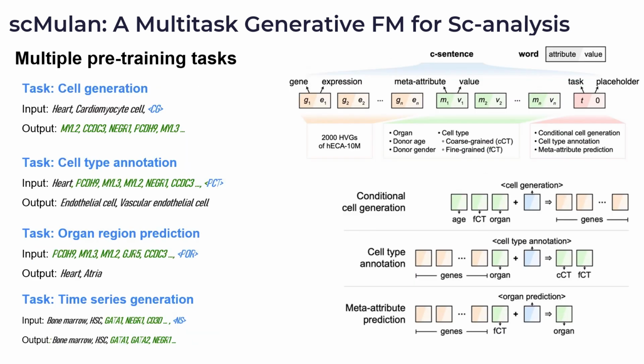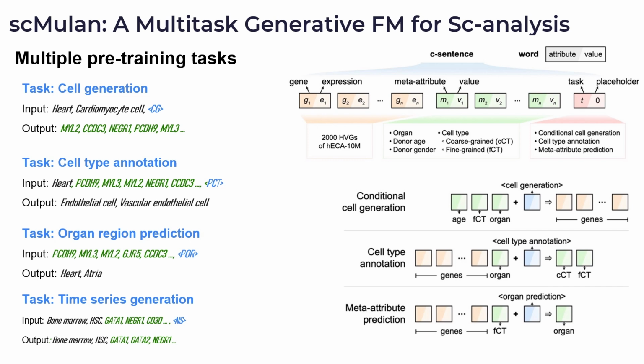During training, we designed 3 key tasks for single-cell Mulan: conditional cell generation, cell type annotation, and meta-attribute prediction. As shown on the left, the input consists of a C-sentence, which includes all information except the output we aim to generate or predict. The output varies depending on the task.